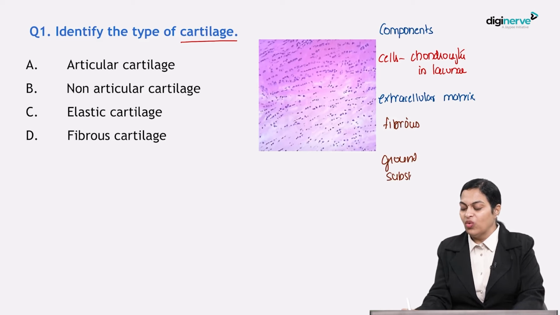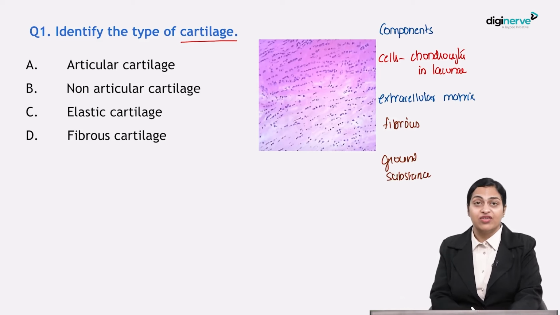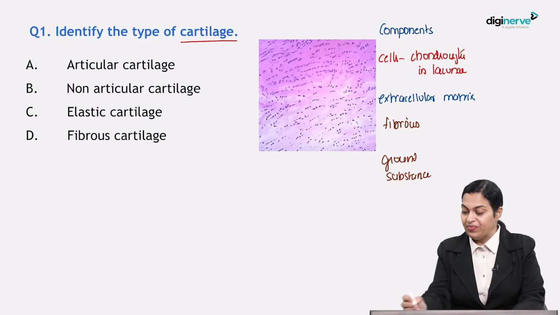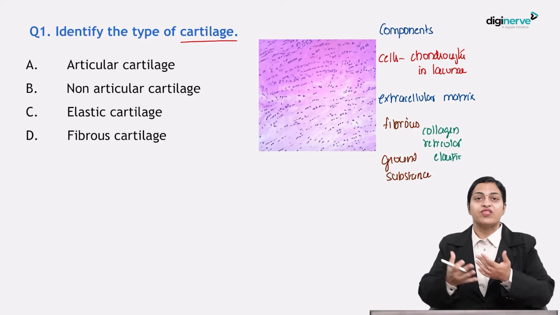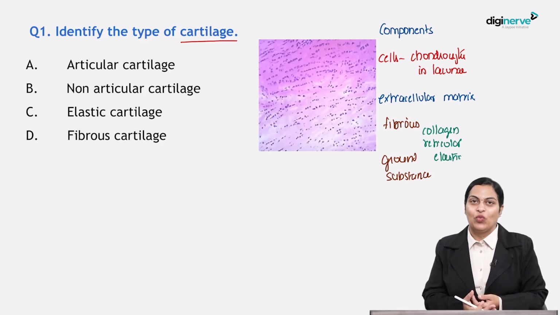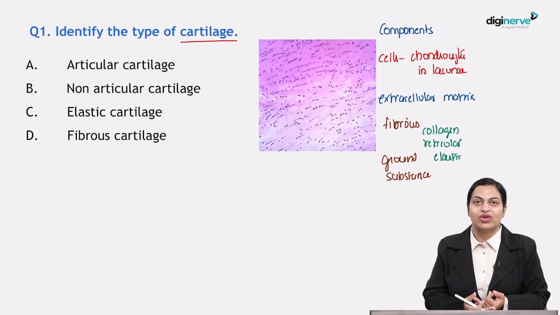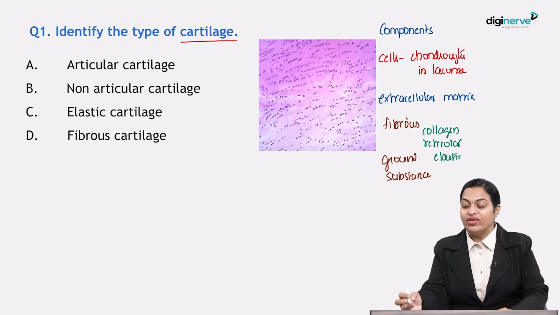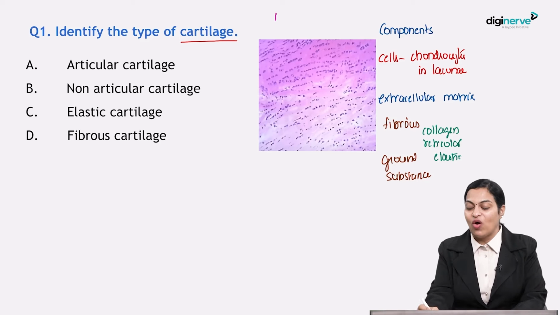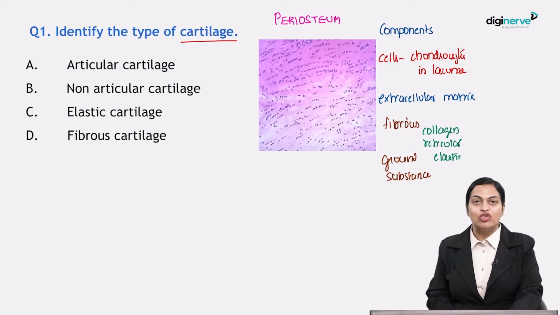What are the fibers you know? Collagen fiber, elastic fiber, reticular fiber, isn't it? Reticular fibers form the supportive framework of the lymphatic tissue, right? And the ground substance consists of glycosaminoglycans, proteoglycans, and so on. So these are the components that make up the cartilage. What is the outermost covering of the cartilage called? Perichondrium.